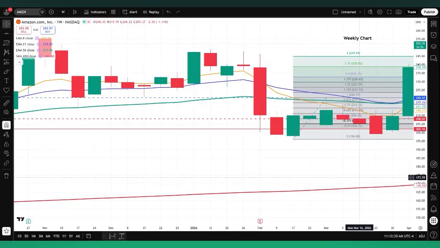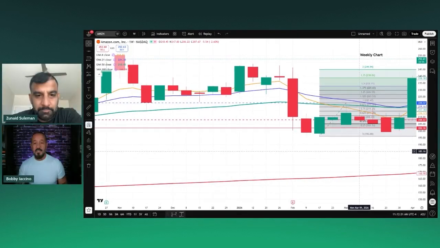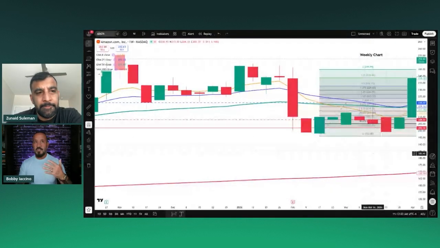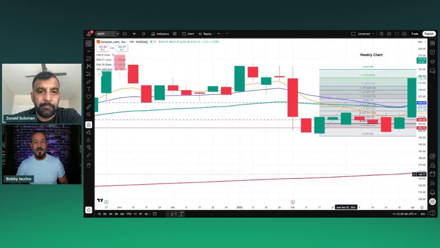Now, for those of you that don't have these 12.5 point spreads, you can use the closest Fibonaccis for that. So for example, for the 0.375, you can use the 0.382. For the 0.75 extension, you can use the 0.786. For the 1.25, you can use the 1.262. Forgive me if I'm off by a couple decimal points. I haven't used Fibonaccis in a long time.